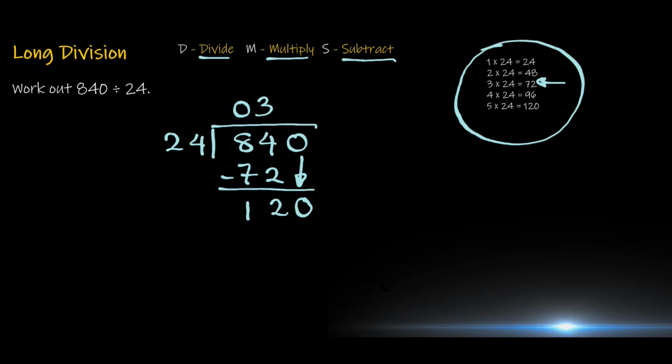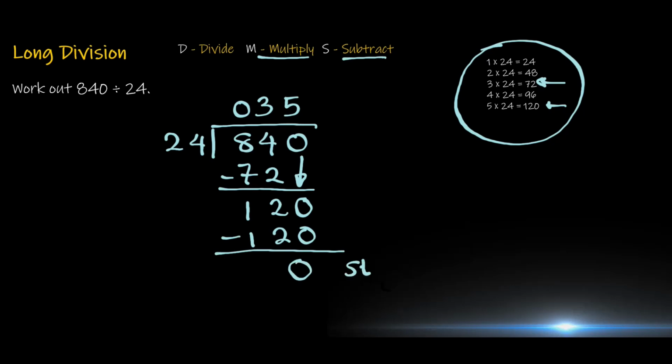Then I have to start my DMS method again because I've just ended it. So now I'm going to do the divide again. 120 divided by 24. Looking at my multiples of 24, it goes into 120 5 times. So I write the 5 on the top. Then I do my multiply now. 5 times 24 is 120. Then I do my subtract. 120 take away 120 is 0.